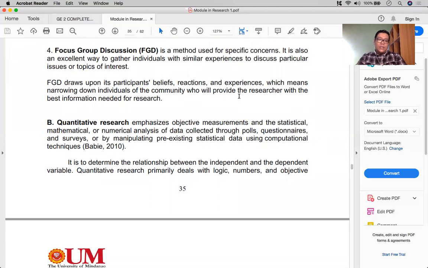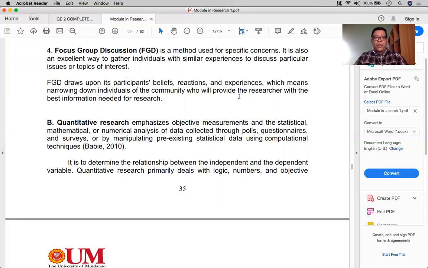It is to determine the relationship between the independent and the dependent variables. We know that if it is a quantitative research, we have two types of variables, independent and dependent variable, but we also have the moderating variable as our third type of variable, which may cause a change or which may affect either the independent or the dependent variable.